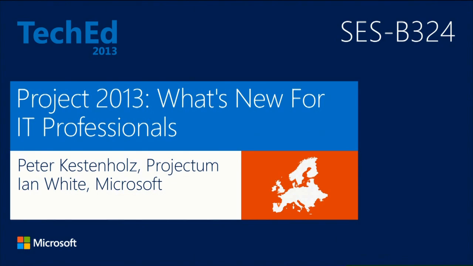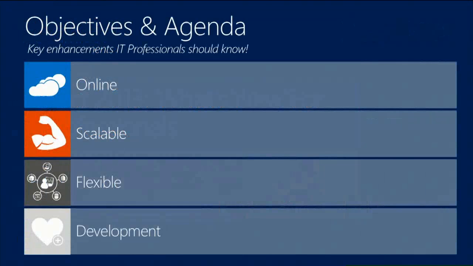Today's agenda and objectives are for you to learn about the key enhancements available within the Project 2013 solution, both from a client perspective and server perspective. It's an IT pro session, so it will go into the details regarding development and configuration and other enhancements in general. The main topics are online, scalability, flexibility, and then development at the end. There's also something about the BI part, the business intelligence, which will come in the end.